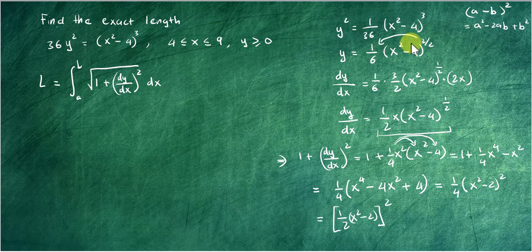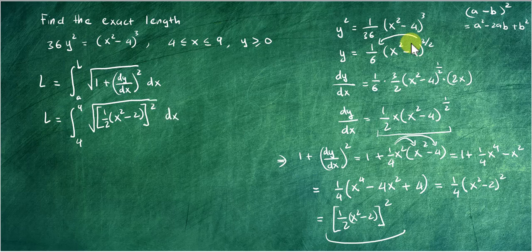The reason I need that is because when I go back to the arc length formula, I know that I'm going from x from 4 to 9, and then I have the 1 plus (dy/dx) squared, which is this part right here, and I have 1/2 (x squared minus 2), and then everything squared. When you have everything squared under the square root, they will cancel out, right? So you get only the 1/2 (x squared minus 2), and it's just dx.